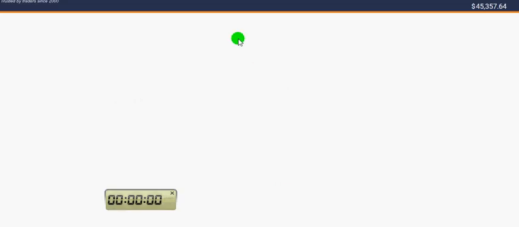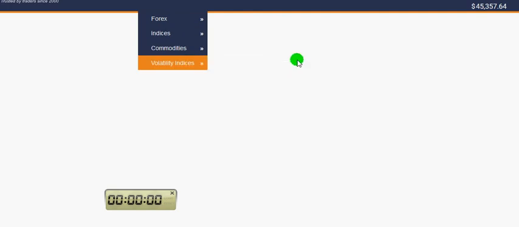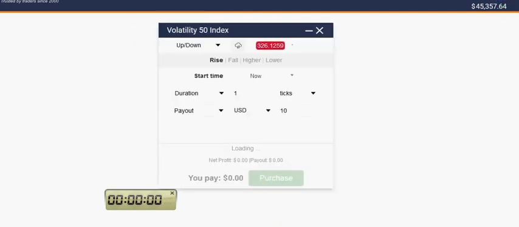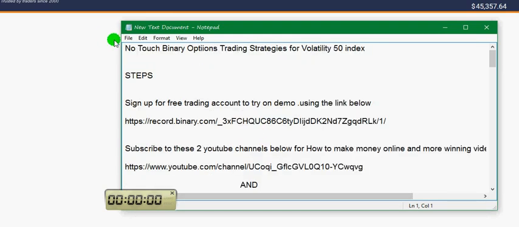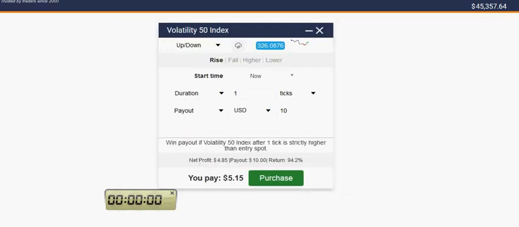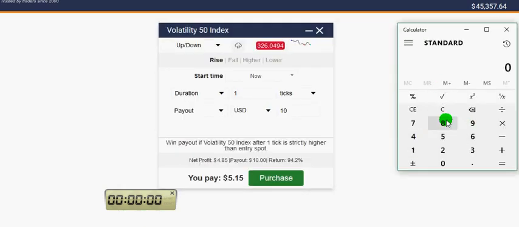So here we are going to open the volatility 50 index. And this is what we are starting with right now, 45,357.64. So we are going for trade number one. We'll trade for like 5 or 6 times. Okay, let's trade for 6 times. So we'll go for trade number one, and I'm going to set the timer.